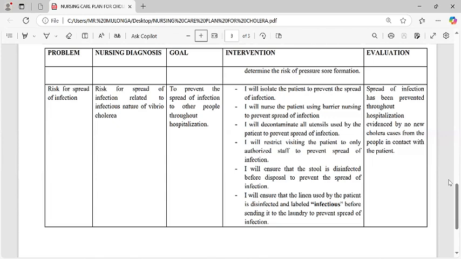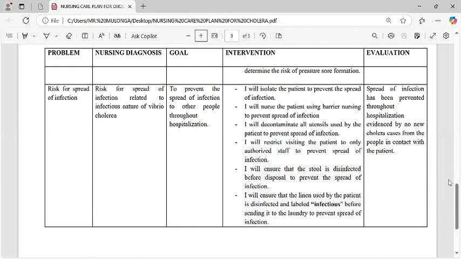Risk for spread of infection, because this patient can spread the infection to other people. Therefore, we say risk for spread of infection. That's our problem. The nursing diagnosis is risk for spread of infection related to the infectious nature of Vibrio cholerae. So you can just say risk for spread of infection related to the infectious nature of the bacteria or the condition, or you can mention the actual causative organism.